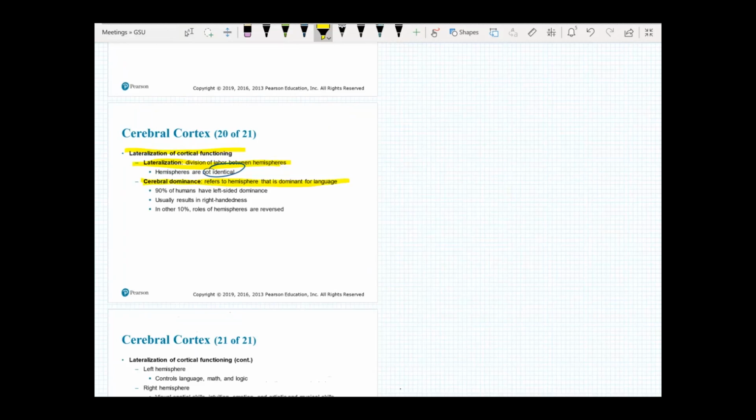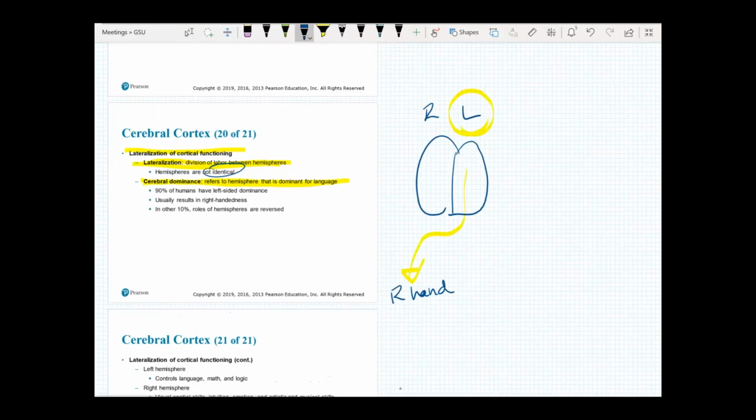And if they have left-sided dominance, so here's my brain. So right, left. If they have left-sided dominance, that means that they are using the other side of their body. So that means they have right-sided handedness. Most individuals are right-handed. Therefore, most individuals, 90%, are left brain dominant. The opposite is actually going to be true.